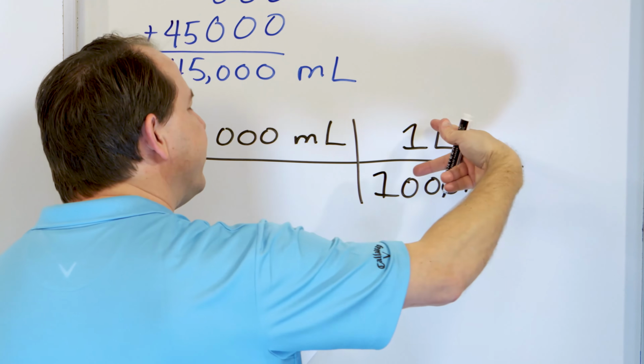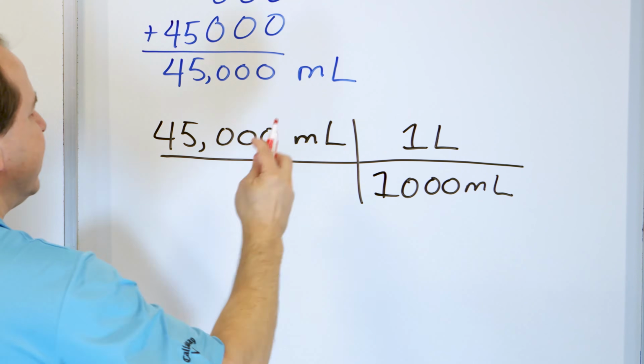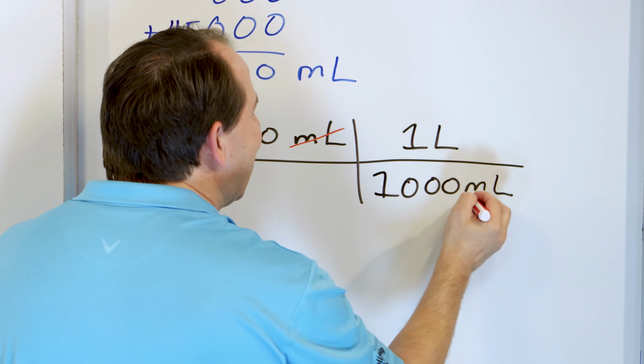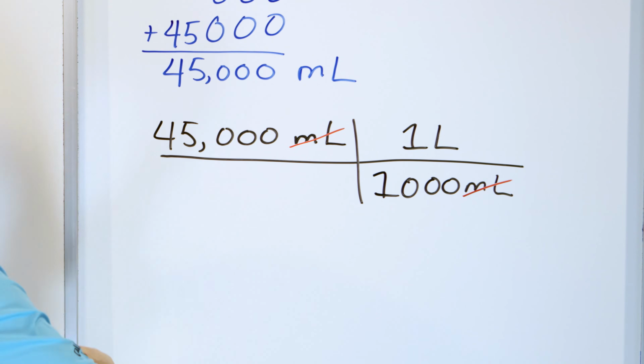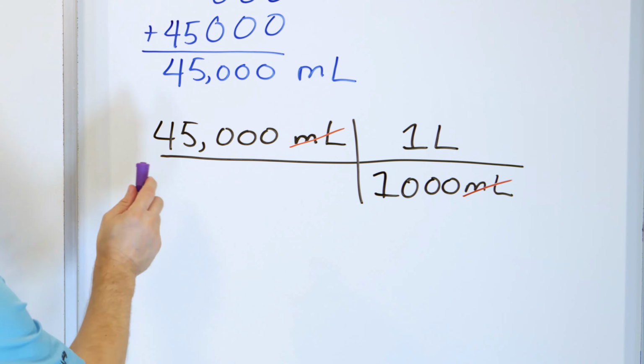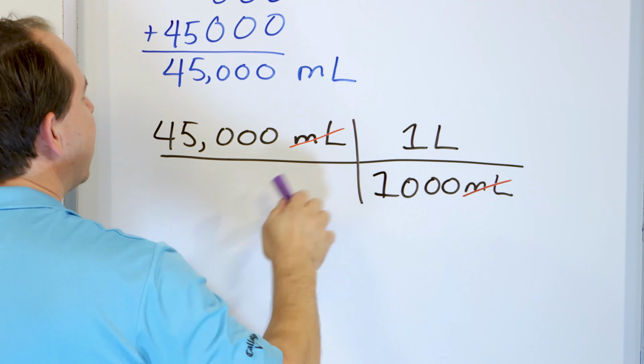These go together. I don't want to flip it over because nothing will cancel if I flip it over. But if I write it like this, the milliliters on the top will cancel with the milliliters on the bottom. And the only thing I'll have left is liters, which is what I want. The reason I'm doing this is because it tells me to take the 45,000 times 1, which does nothing, and divide by 1,000.